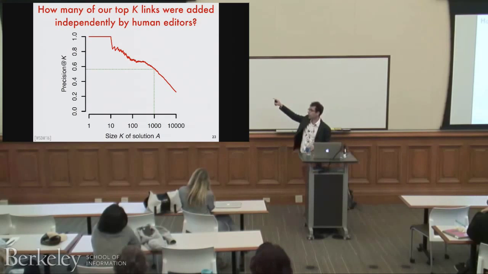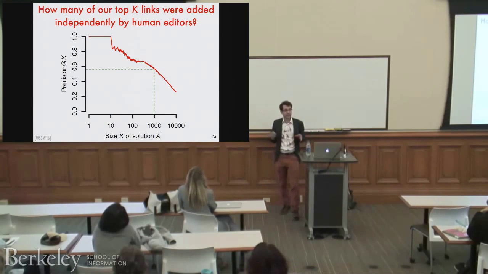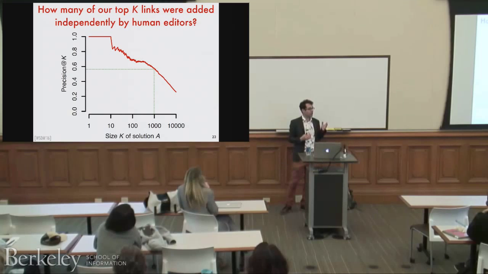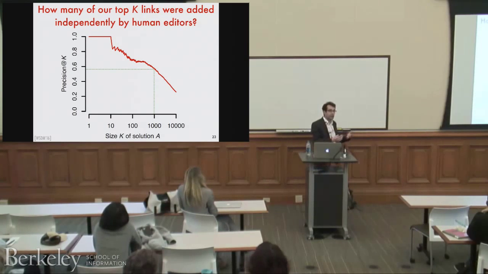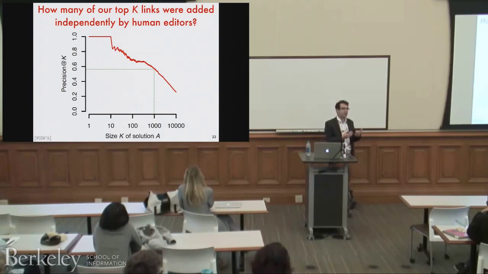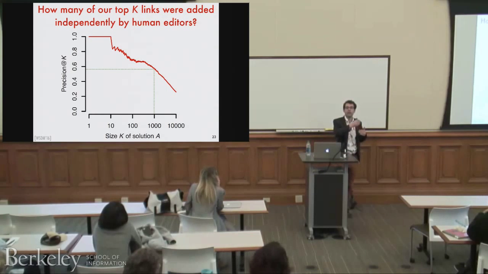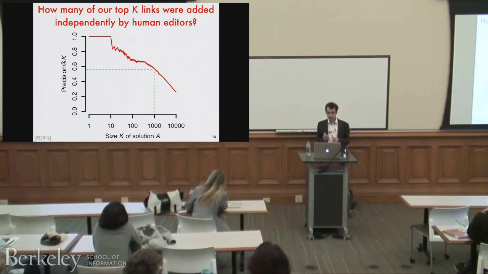Now, we also eyeballed a lot of the remaining 40%, and those intuitively tend to be good suggestions as well. They just never happen to be added by humans, which is kind of good because it means that our method can suggest things that would not have otherwise been done later by humans anyways.